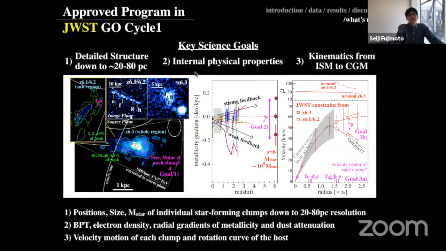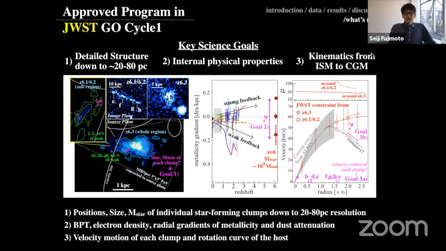Second, we study the spatially resolved internal physical properties of a typical star-forming galaxy at redshift 6, such as dust attenuation, electron density, and the metallicity gradient. This spatially resolved characterization is important in itself, but it will also provide key insight into what physical mechanism causes the large diversity in the C II line property, for example.